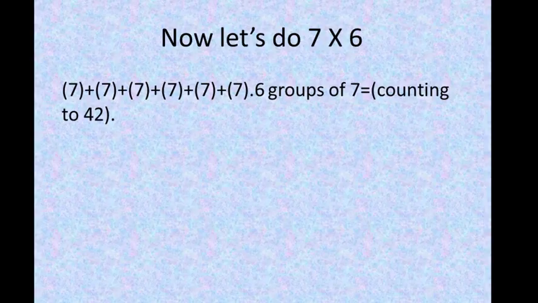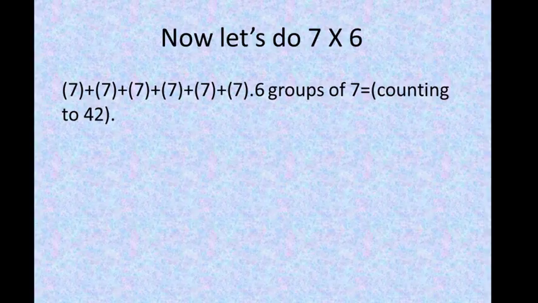7 plus 7 plus 7 plus 7 plus 7 plus 7. There are 6 groups of 7, and you can count them up all the way, and you will get an answer of 42. So you can cut off 2 7s, and you'll end up with 3 pairs of 2 7s. And if you add 7 plus 7, that's 14. And you just have to do that for the other 2 groups.